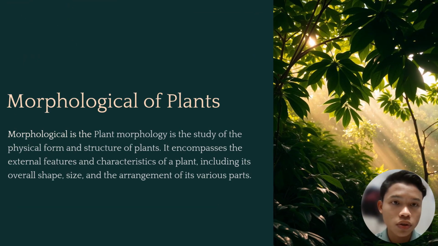So now I want to introduce the morphology of plants. Plant morphology is the physical form and structure of a plant. It comprises the external features and characteristics of a plant, including its overall shape, size, and the arrangement of its various parts. For example, we might look at how a leaf is shaped, how many petals a flower has, and how a tree branch grows.